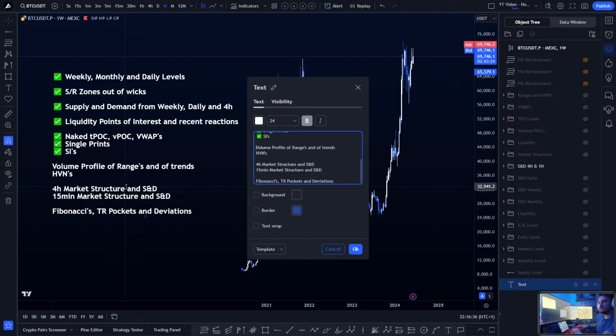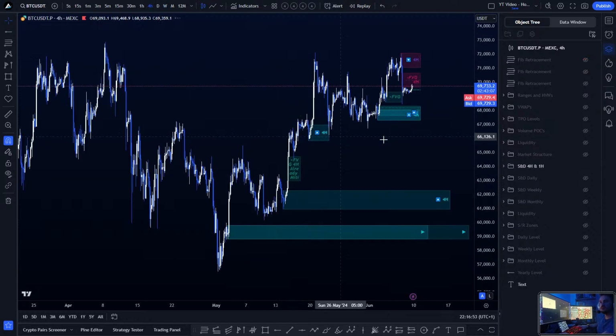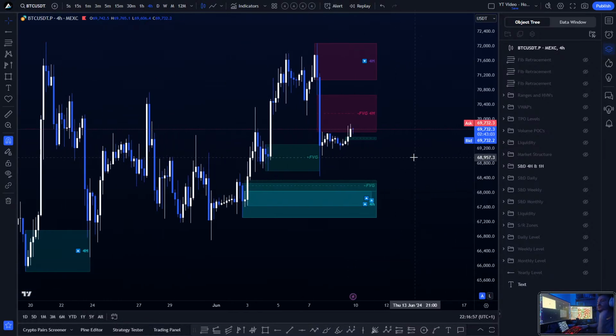And we are very close to where this will all fall into place like a puzzle. We already have our S&D, we already have the supply and demands. Let's do structure. So in terms of structure, this is what I was talking about.